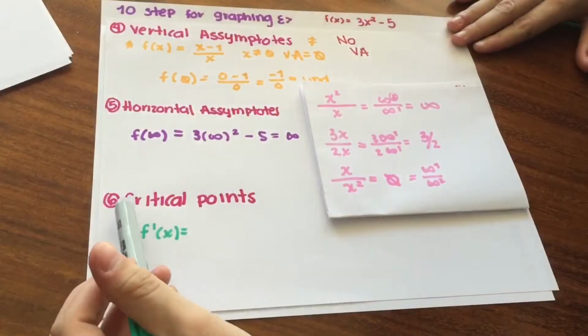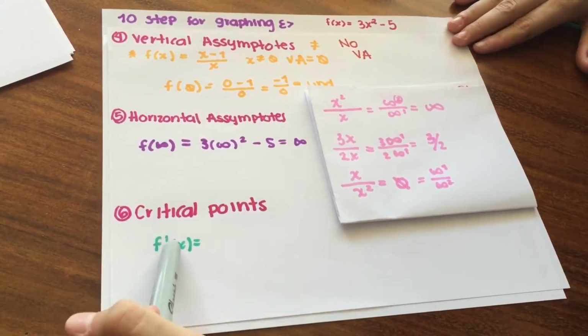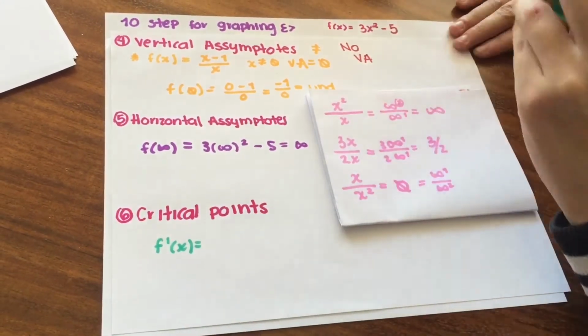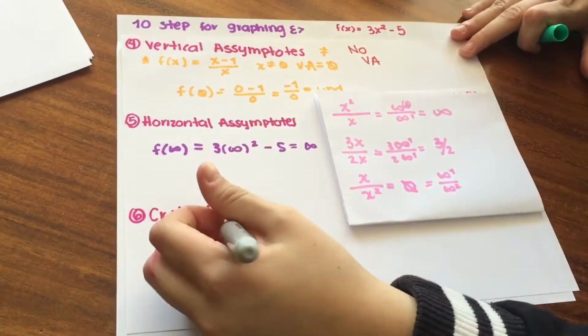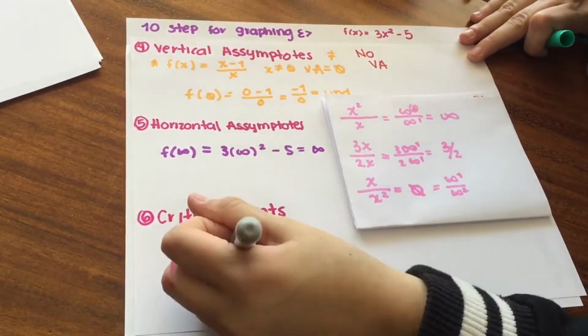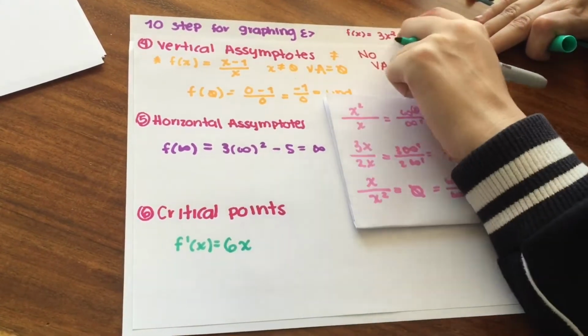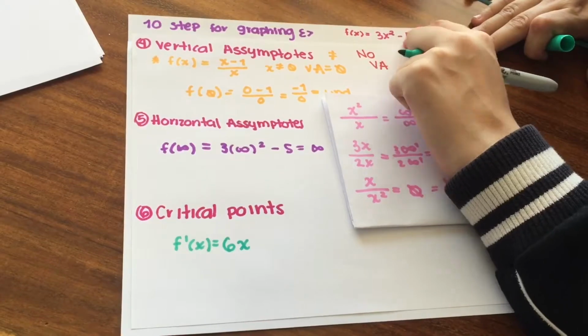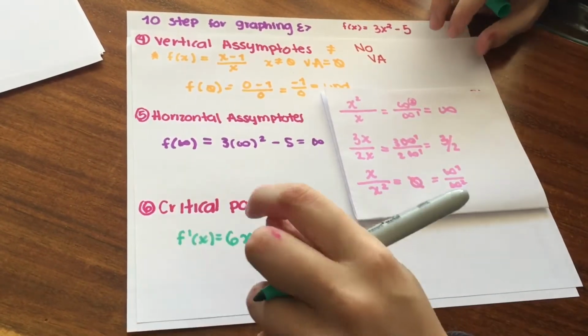Let's continue. This is a critical point. So we derivate the original equation. Okay, it's 3 times 2, 6, and x, okay? So it's a derivative, because 5 is 0 since it's only a number, okay?